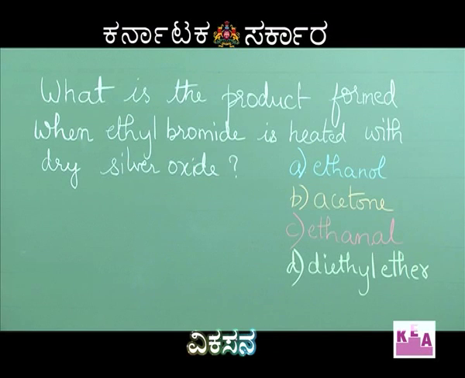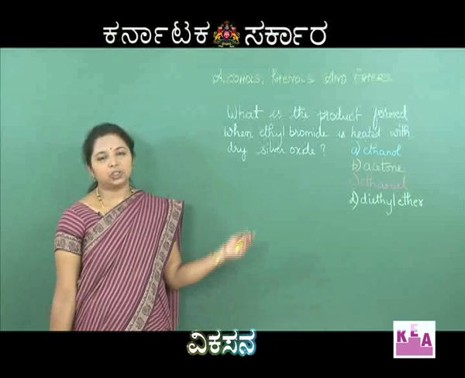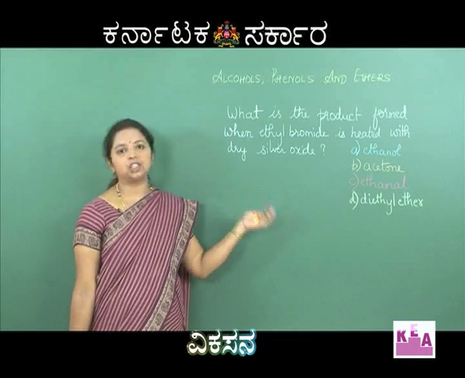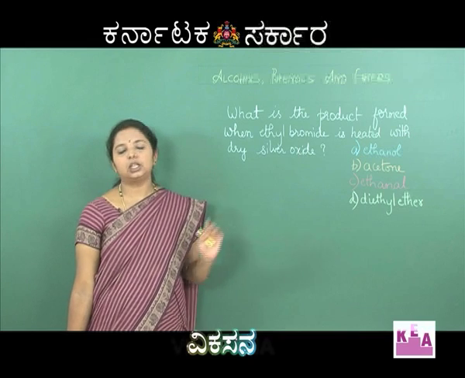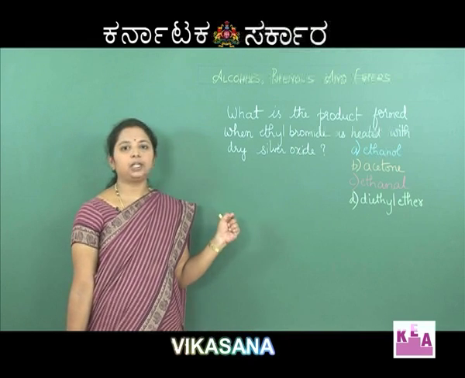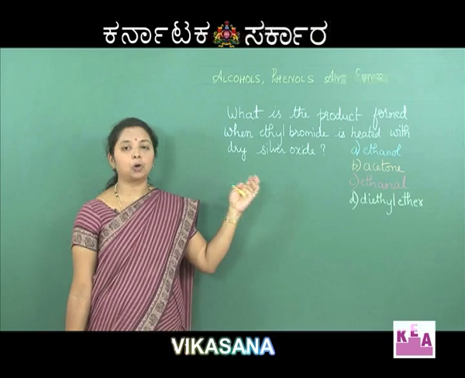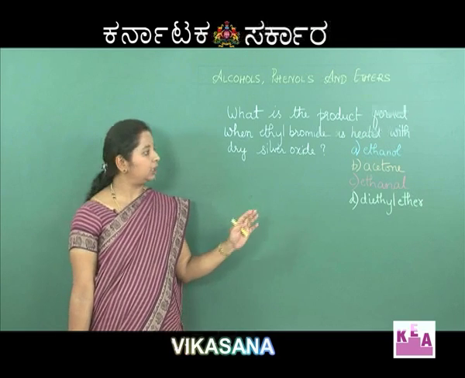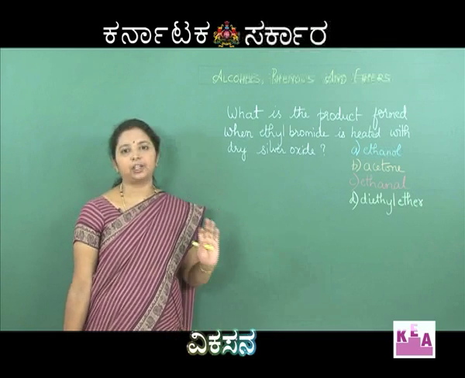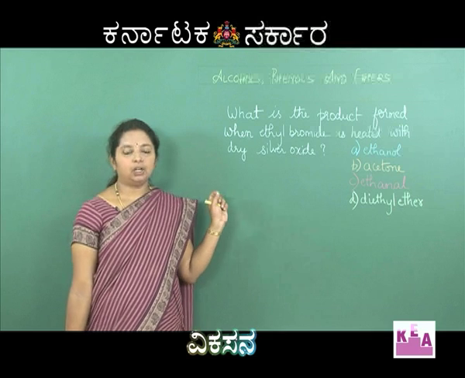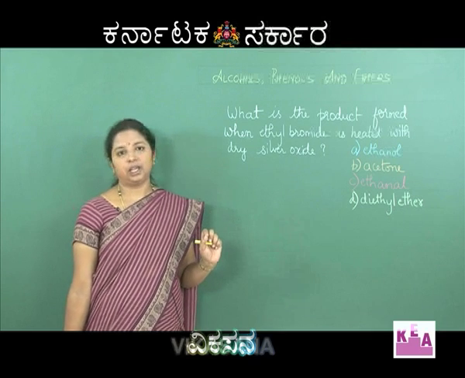The next question is, what is the product formed when ethyl bromide is heated with dry silver oxide? Option A ethanol, option B acetone, option C ethanol, option D diethyl ether. Dear students, you already know the reaction between ethyl bromide and silver oxide. So when we heat ethyl bromide with silver oxide, we get diethyl ether. It is a very direct question. Now we will try to understand by writing the reaction.